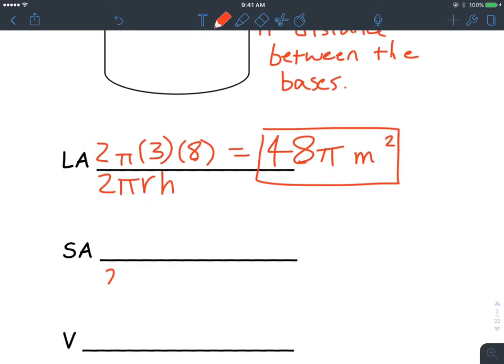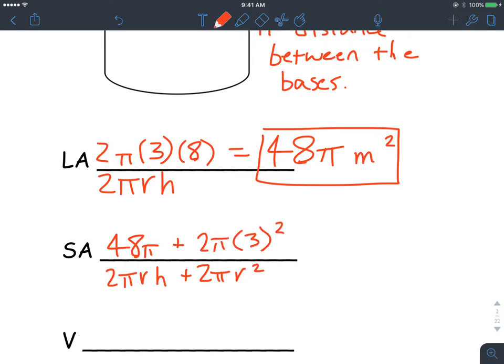Now the surface area, you do the 2 pi r h. So you take that 48 pi, and then you add on the 2 extra bases, so 2 pi r squared. R was 3 again, so 9 times 2 is 18. You add that up, that'll be 66 pi, and then we'll say meters squared.